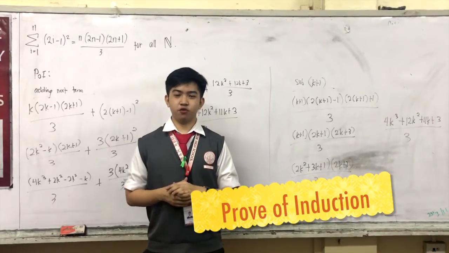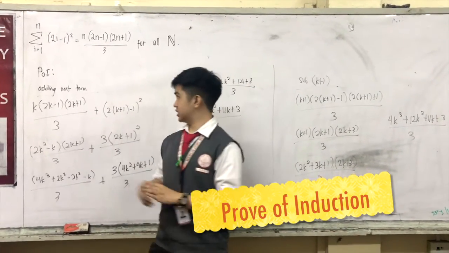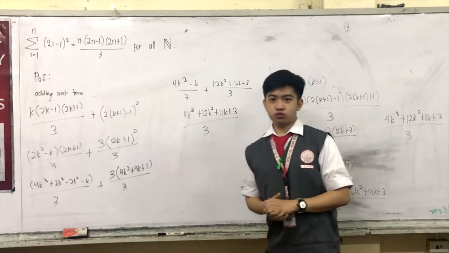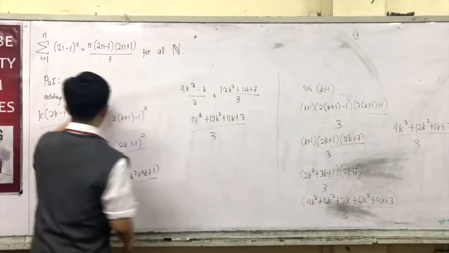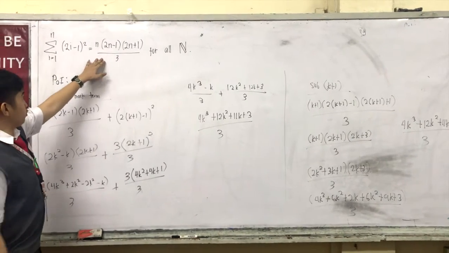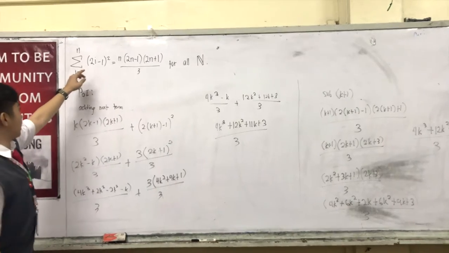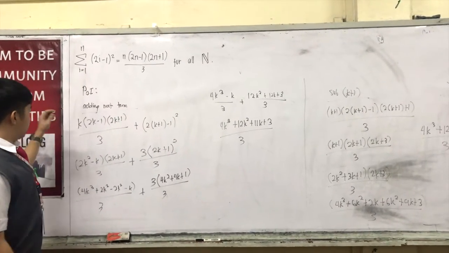The next step is the proof of induction. We have 2 parts: adding the next term, and substituting k plus 1. We start first with adding the next term. We get this side of the equation substituted with k, and this side of the equation by substituting i with k plus 1.